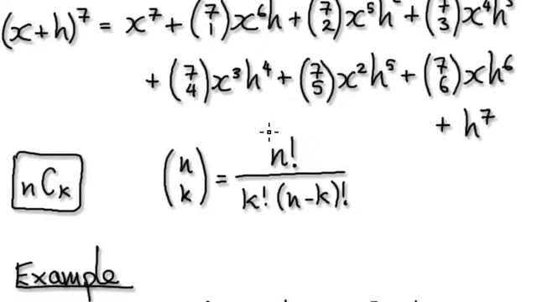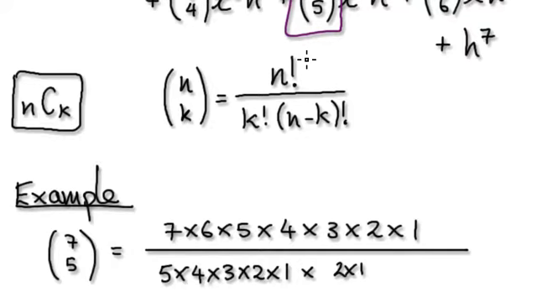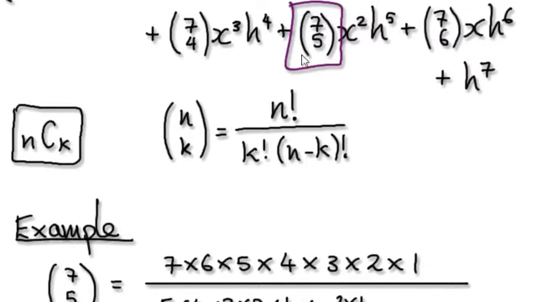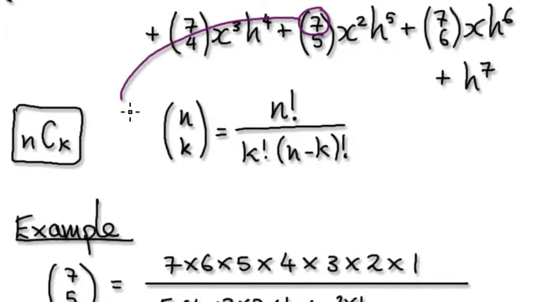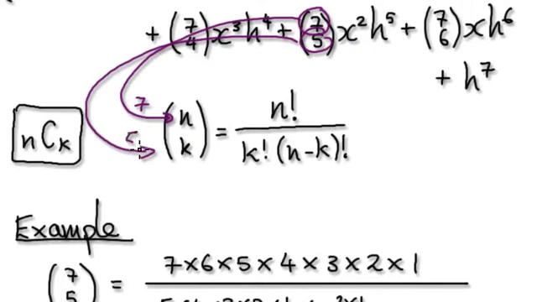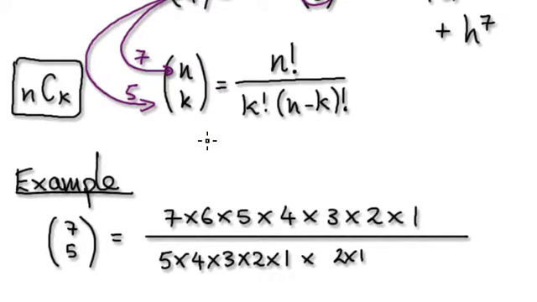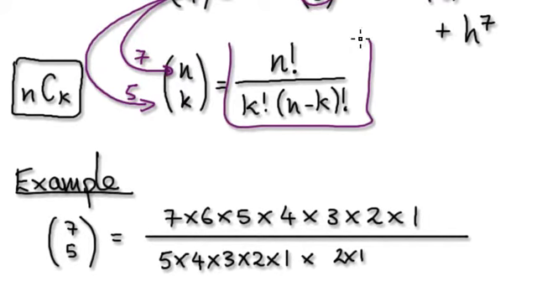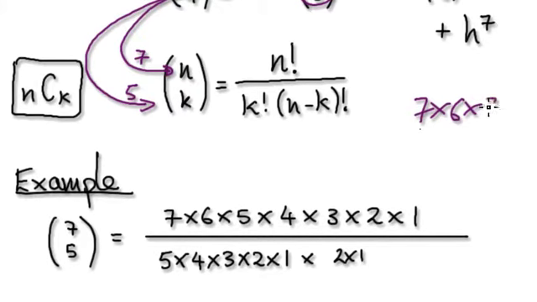Okay, so for example, if you want to work this coefficient out, then you would use a formula. Remember that 7 here is your n, and the 5 here is your k, right? So you would then use this formula here. So 7 factorial. Remember, factorial means 7 times 6 times 5 times 4 times 3 times 2 times 1.